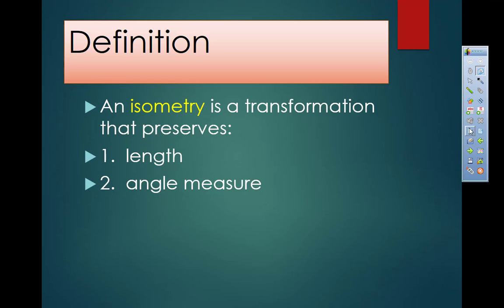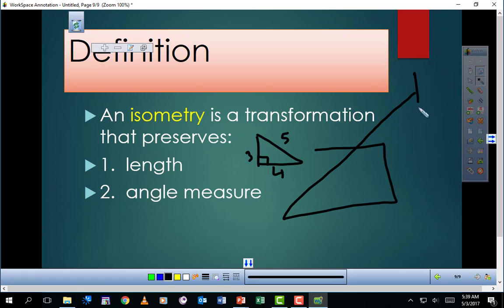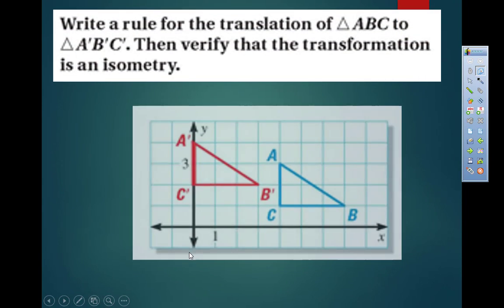I'm going to just draw a quick picture of this. You start off maybe with a right triangle. That might be a 3, 4, 5 triangle. And after you're done with the transformation, wherever you move it, this way, that way, clear over to here, it's still a 3, 4, 5 triangle. It hasn't changed size and shape. Okay, so that's what's meant by an isometry. All right, so write a rule.